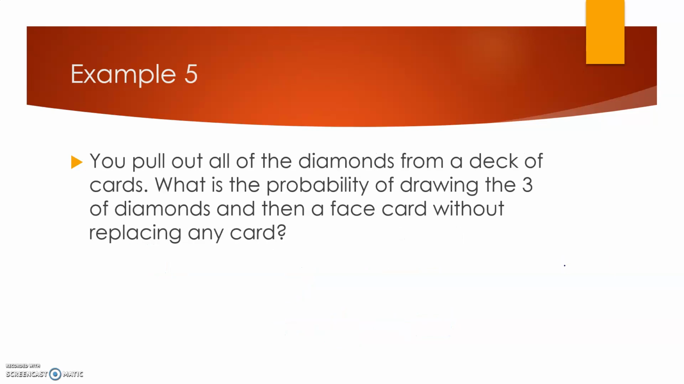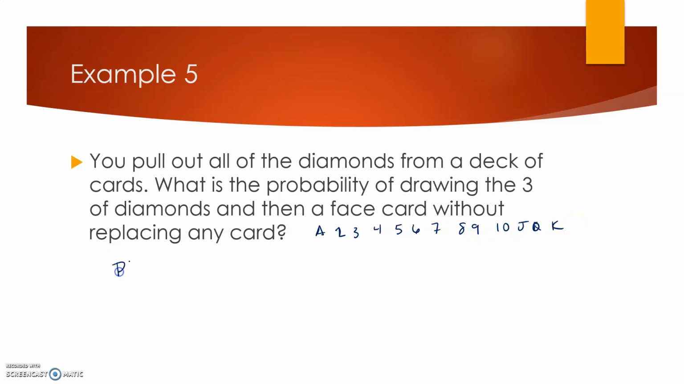You pull out all of the diamonds from a deck of cards. What is the probability of drawing the 3 of diamonds, and then a face card without replacing any cards? So the first question is, how many cards are we dealing with? If you pull out all of the diamonds, there's ace, 2, 3, 4, 5, 6, 7, 8, 9, 10, and then jack, queen, and king. So there's 1, 2, 3, 4, 5, 6, 7, 8, 9, 10, 11, 12, 13.